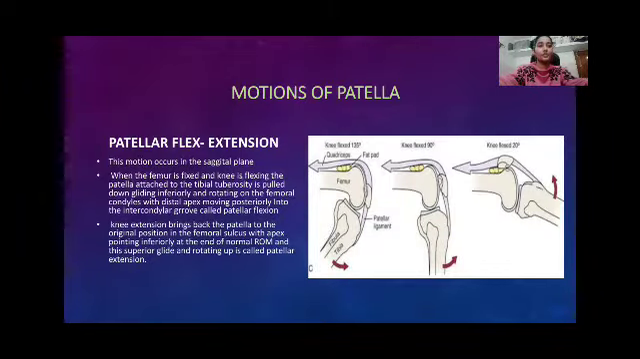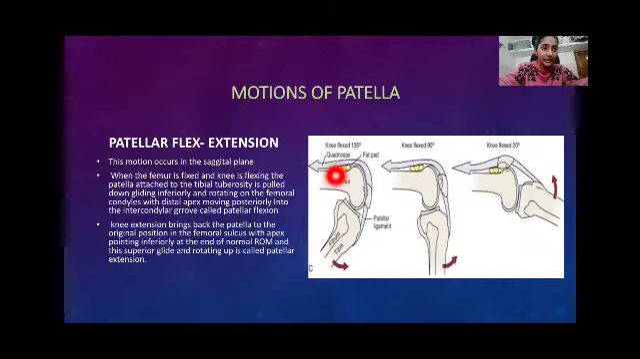What are the motions of the patella? Patellar flexion extension. This motion occurs in the sagittal plane. When the femur is fixed and the knee is flexing, the patella attached to the TT is pulled down, gliding inferiorly and rotating on the femoral condyle with the distal apex moving posteriorly into the intercondylar groove, called patellar flexion.